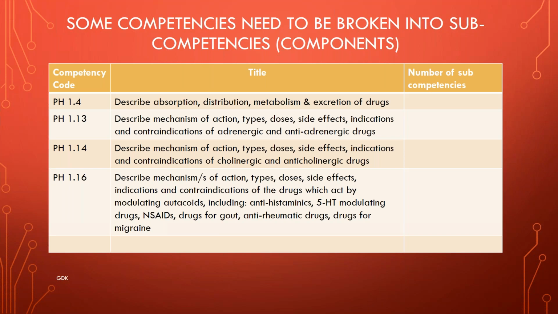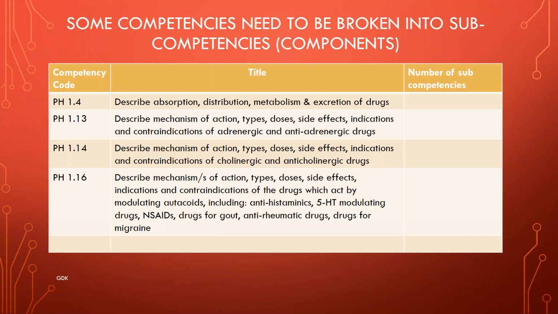It depends upon how you divide and develop SLOs. Similarly, PH 1.13: mechanism of action, types, doses, side effects, indications, contraindications of adrenergic drugs and anti-adrenergic drugs. There are actually two chapters given together, but the theme is common. Adrenergic is the theme. Therefore, I would prefer to divide it into two components and develop SLOs accordingly. PH 1.14 is for cholinergic and anticholinergic drugs.